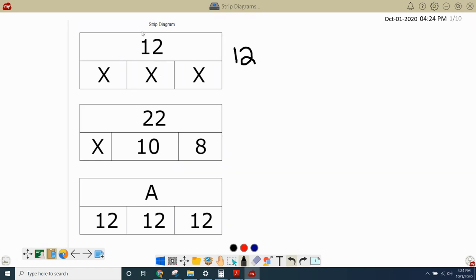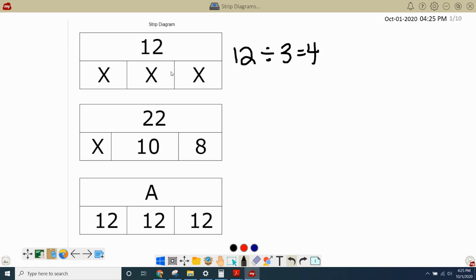So in this case, since we already have one part of the equal sign or one part of the strip diagram, we're going to divide, okay? And we look, how many equal groups do I have? Well, I have 1, 2, 3 equal groups. So 12 divided by 3 equals 4.